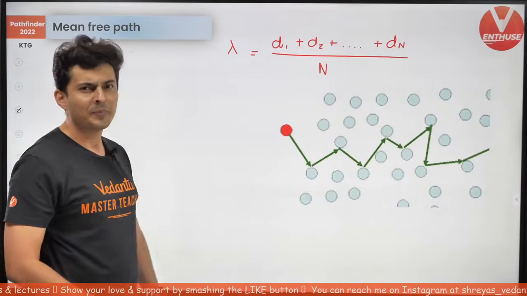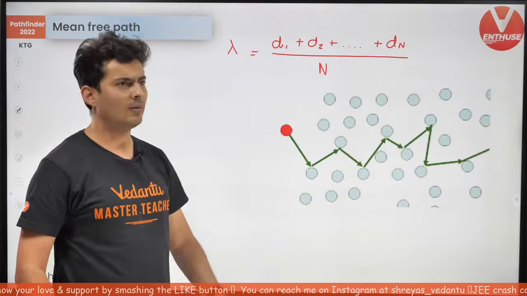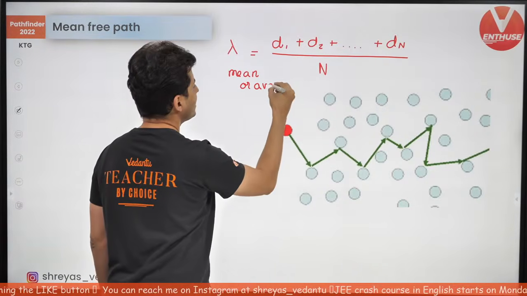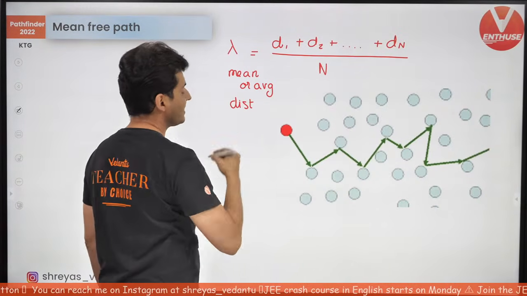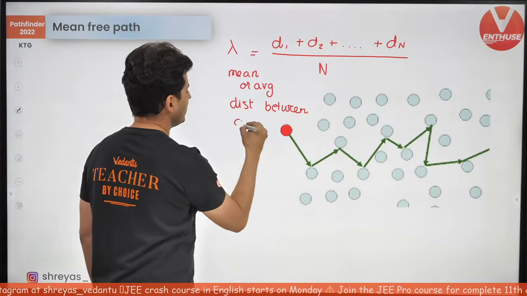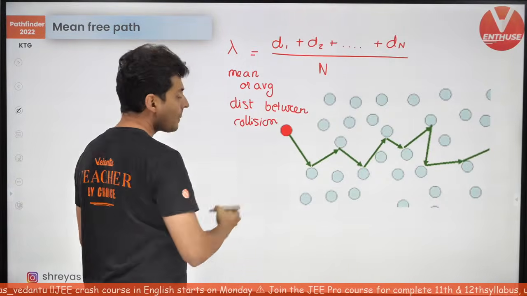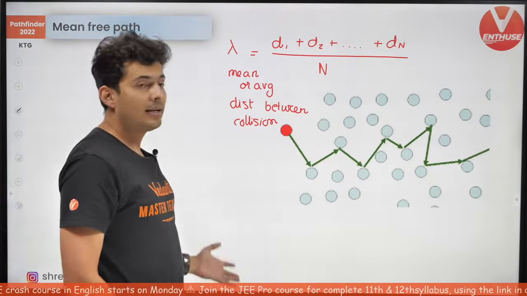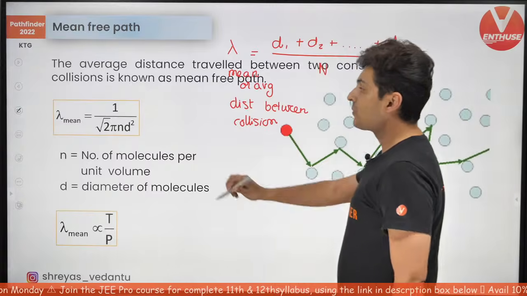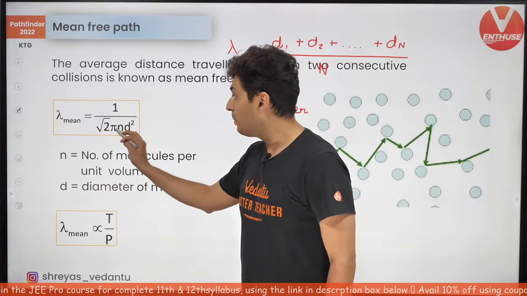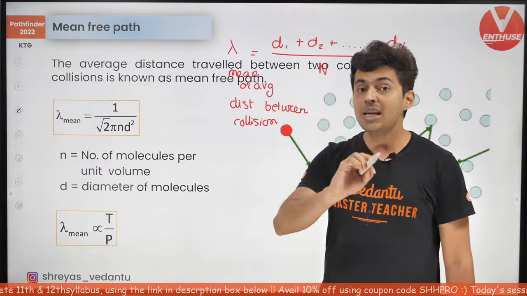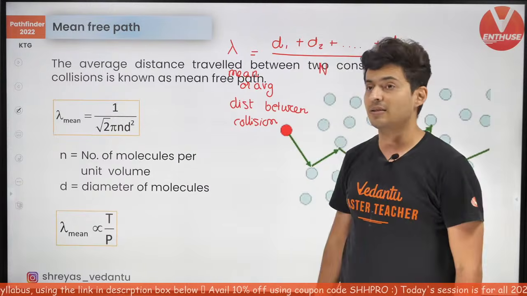Usually the symbol is lambda. Some books use lambda with angle brackets and all of that. So this is your mean or average distance between the collisions. Now the calculation for that is more statistical. It's beyond the scope of the JEE syllabus. It turns out to be 1 by root 2 pi n d square. This is the mean average path between the successive collisions that you get.